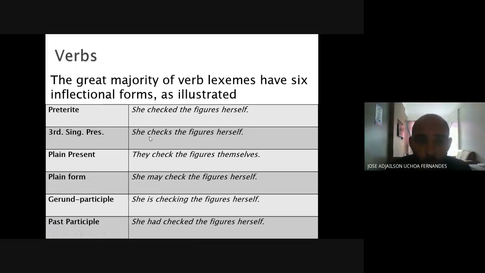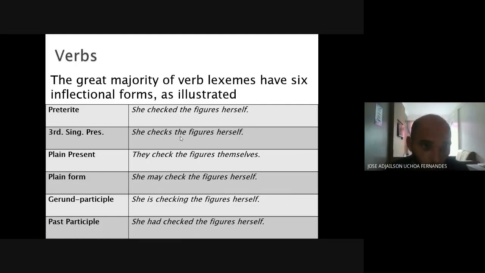The third singular present, you all know. He teaches, she plays, she goes, he walks, and so on. She checks the figures herself. So this final S, this morpheme, this inflection here is the inflection that we call third person singular present.